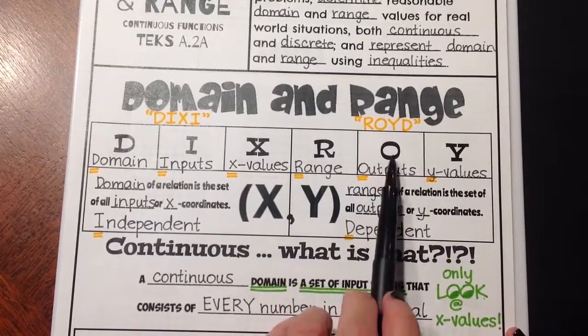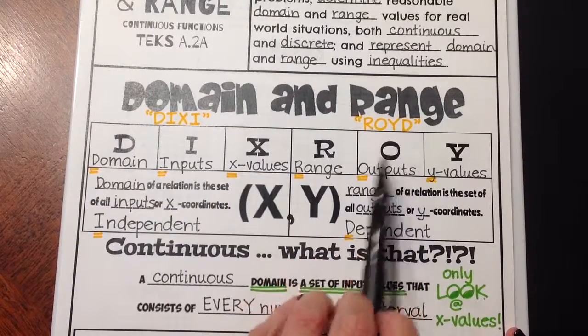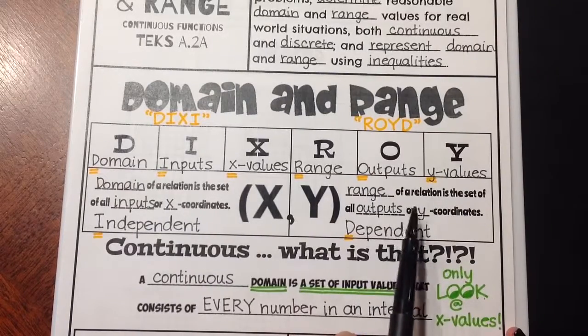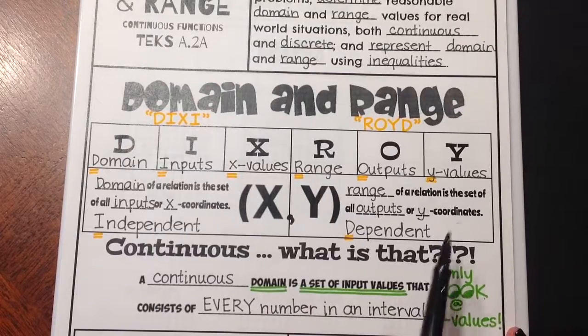R, range, O, outputs, Y values, D, dependent. So I gave you that word roid to help you remember all the words that mean Y values. And remember, the range of a relation is the set of all outputs or Y coordinates. So you're just making a list of all your Y values.